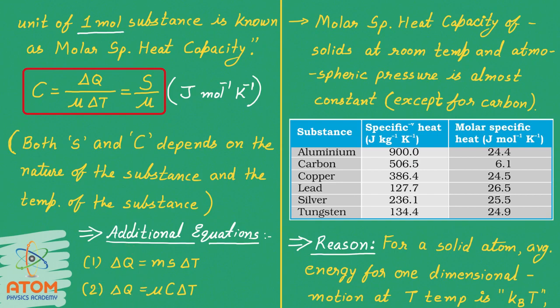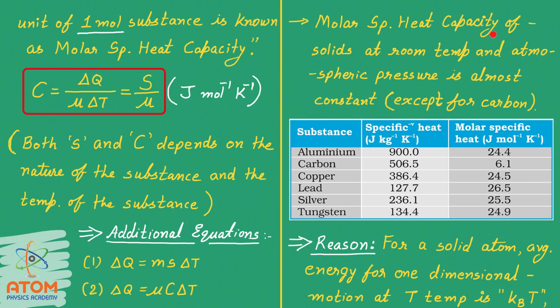Now, if you have been given the mass of the substance and the specific heat capacity of the substance, then obviously you can use this equation, delta Q is equal to m s delta T. But if you have been given the mole number of the substance and the molar specific heat capacity of the substance, then obviously you have to use this equation, delta Q is equal to mu C delta T. Now let us see this information.